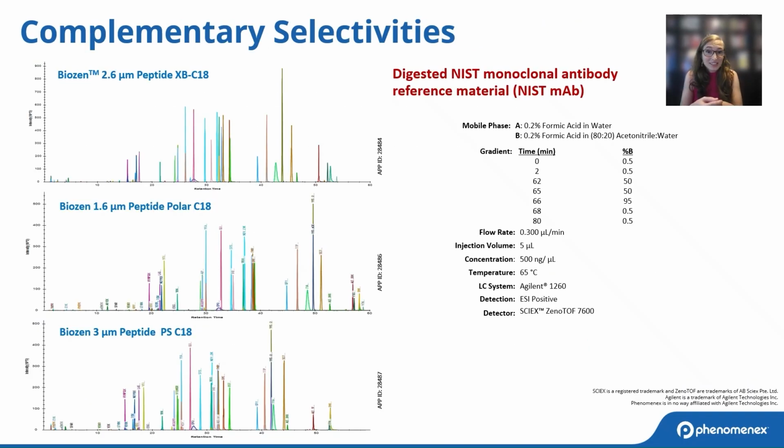Now here you can see that for a digest of an mAb, these three columns were used, and there are differences in elution between these. So even though they are all C18 chemistries, we can observe a bit more retention for the polar C18 column and better peak shape for certain peaks in the case of the PS-C18, the positively charged surface. So clearly they are different chemistries to explore.